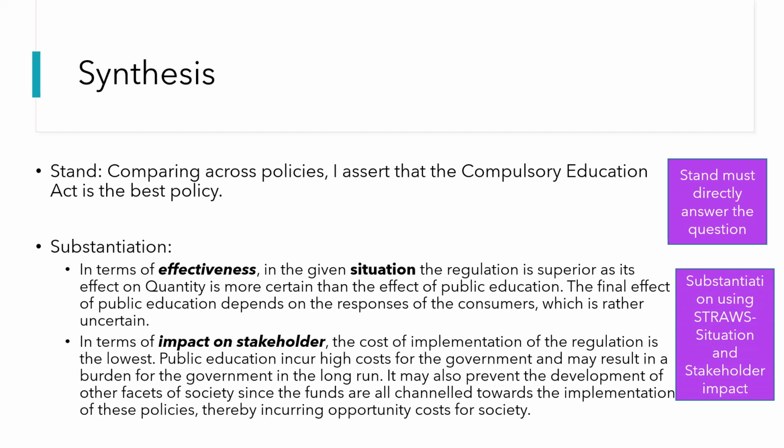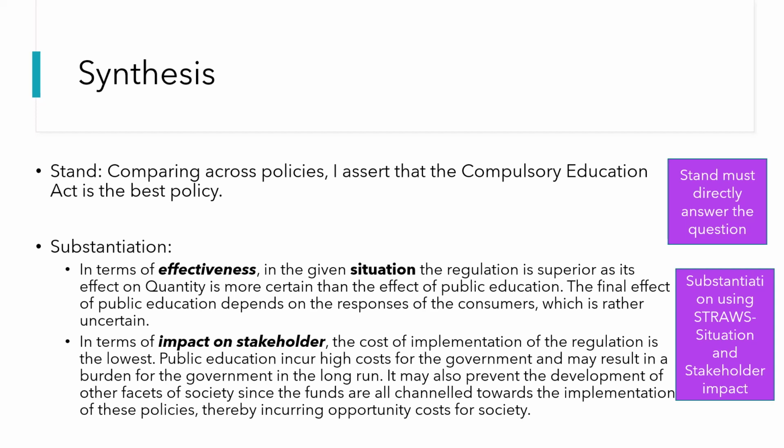Firstly, we talk about effectiveness from FEAST, and we say that in the given situation, the regulation is superior because of the certainty of the effects. This gives it an advantage compared to the other policies because it is very certain that we are able to get a certain quantity, which in this case hopefully is QS.